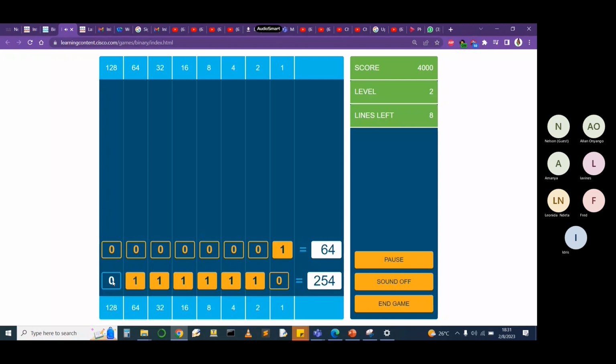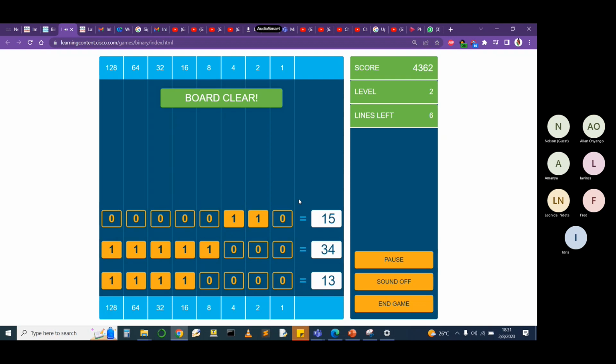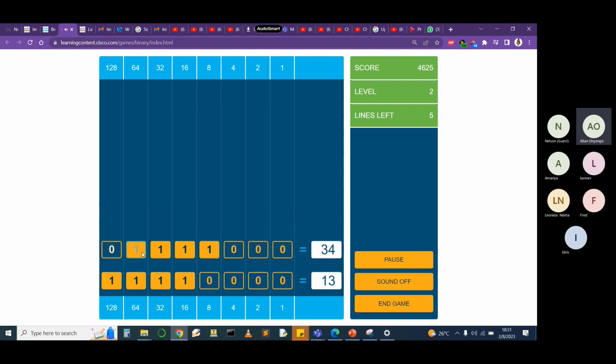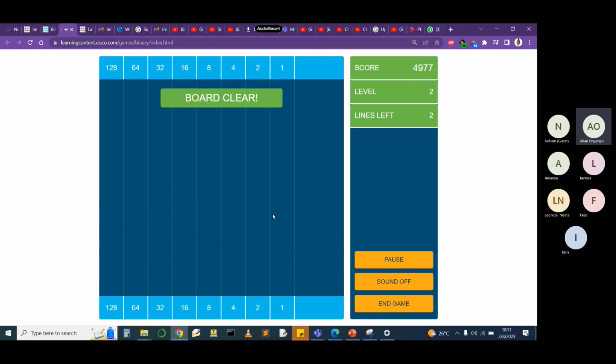Look at that. 64 is just 64. I remove this one here. 15 should be 1 up to 8. 34 shall be 32 plus 2. 13 should be what? 8 plus 2 plus 1. Move this one here. 65 is 64 plus 1. Correct. When I get to level 2, I'll leave you guys to continue here.